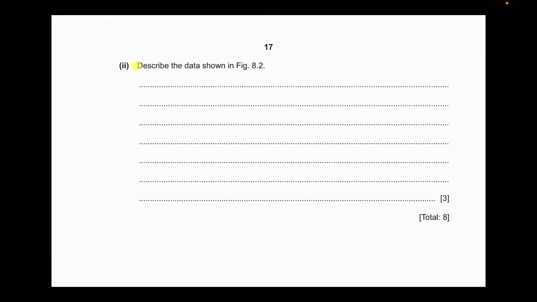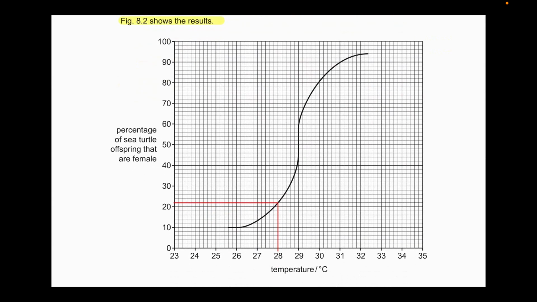Next question. Describe the data shown in figure 8.2. So if we look at the data, we can see as the temperature increases, the percentage of sea turtle offspring becoming female is getting higher and higher. That means higher temperature increases the percentage of female offspring. The percentage of female offspring is constant at the lowest temperatures, as we can see between 25.5 and 26 degrees Celsius.